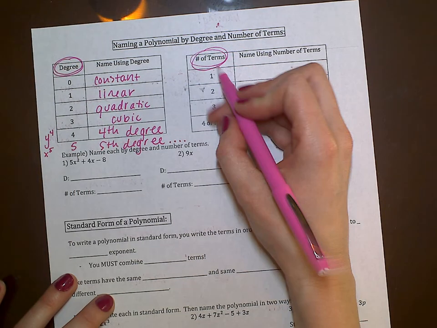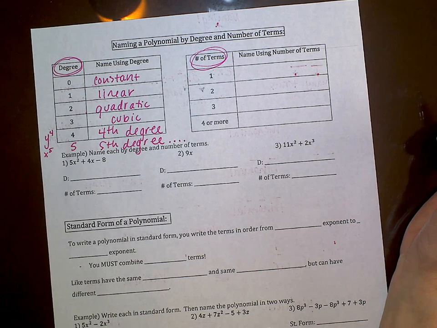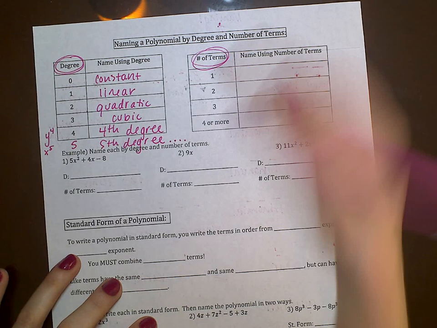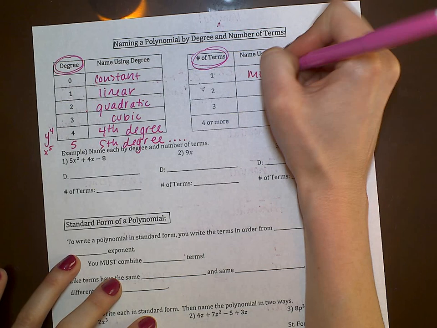All right, number of terms. And yes, you do have to know all of these. I'm not going to give you a cheat sheet for the quiz. You have to memorize all this and study it. So number of terms. If there's only one term, monomial.